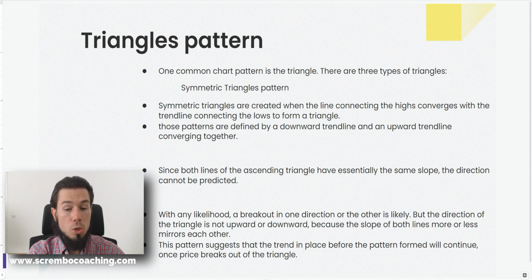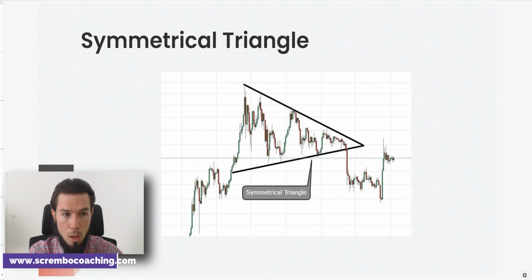A breakout in one direction or the other is likely, but the direction of the triangle is not upward or downward because the slope of both lines more or less mirrors each other. This pattern suggests that the trend in place before the pattern formed will continue once price breaks out of the triangle. So let's discover the whole aspect in a very practical way.